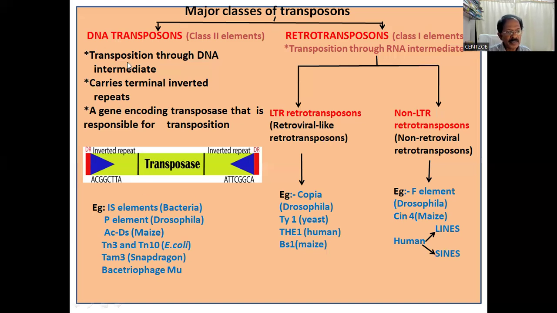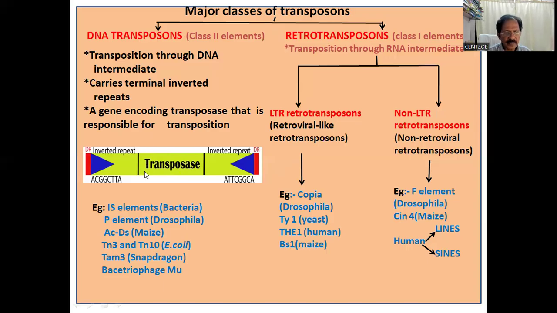About the DNA transposons, they have terminal inverted repeats. You see, there are terminal inverted repeats. Here ATTCGGCA, here ACGGCTTA. It is an inverted segment. There is a gene encoding the transposase that is responsible for transposition. It is the simplest one. We can say the IS element in bacteria is an example of DNA transposons.